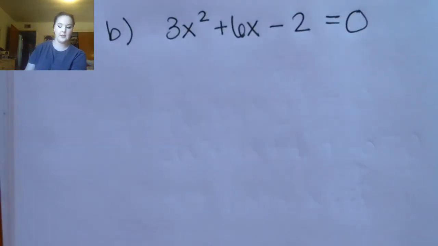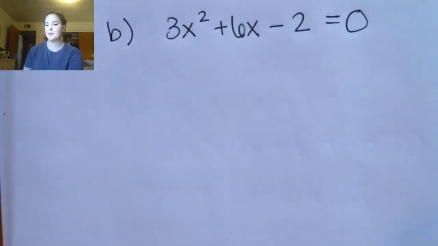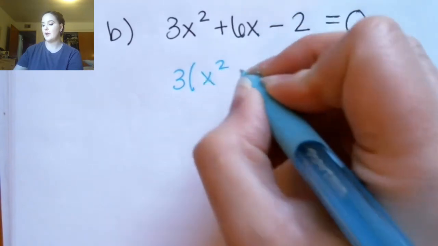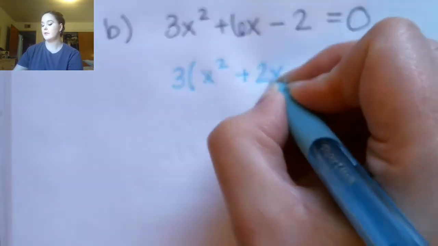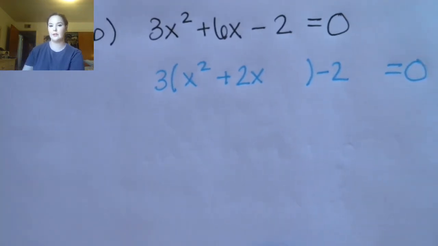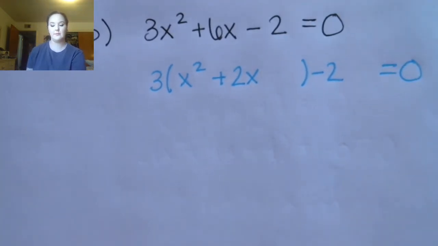Okay, so the first thing I'm going to do is group my first 2 terms and factor out that leading coefficient. So I'll have x squared plus 2x. Okay, and remember you're leaving that third term completely alone here.